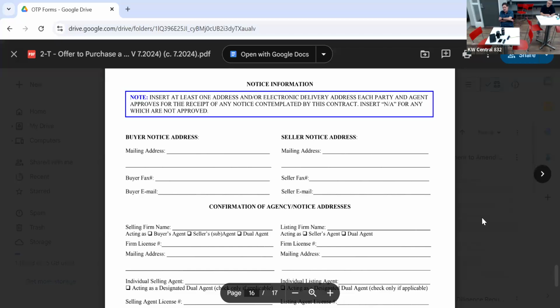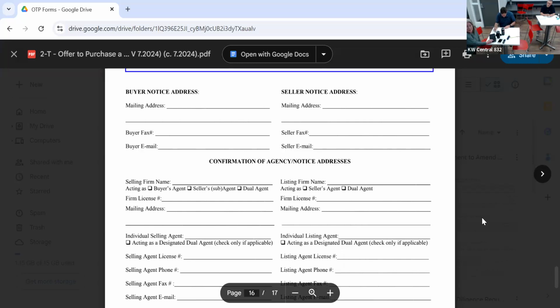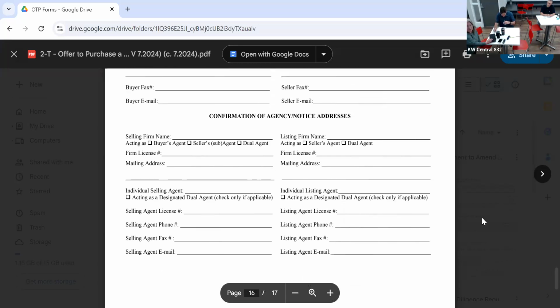Okay, so on page 16, this is where we are disclosing agency, the agent on the other side and yourself. So let's say that Katrina is the buyer agent and she brought the buyer, so she's going to be on the selling firm name, and she brought a buyer to Pete and Beth's listing. What boxes are we going to check?